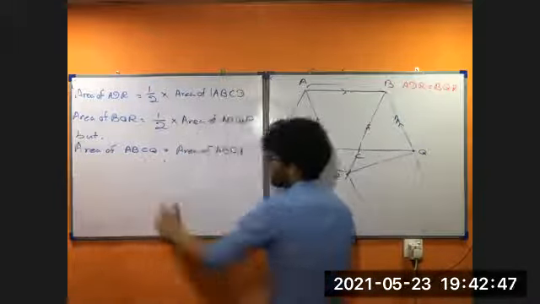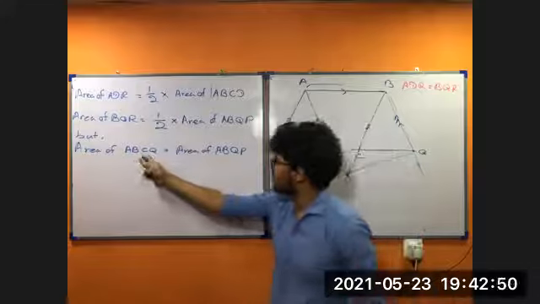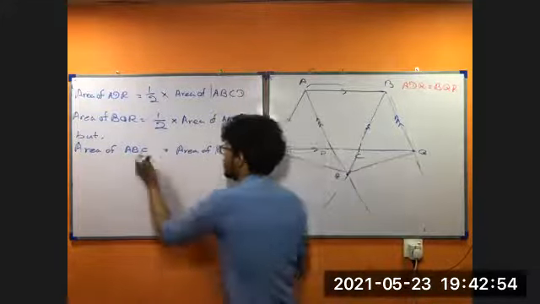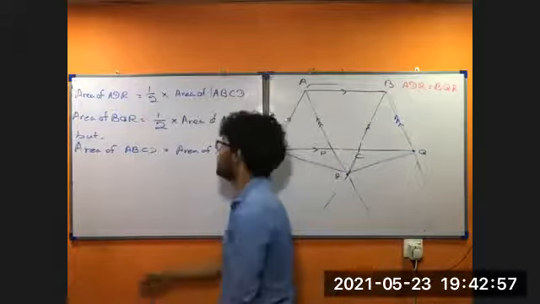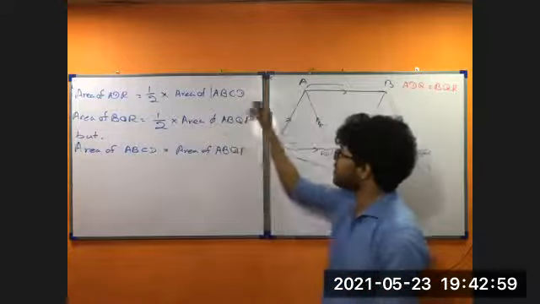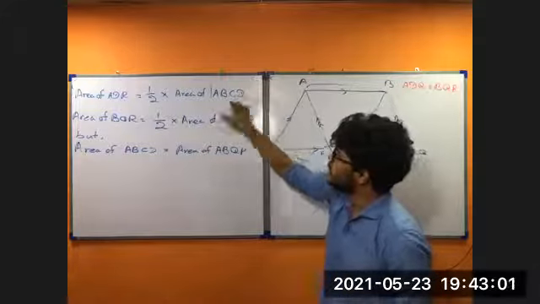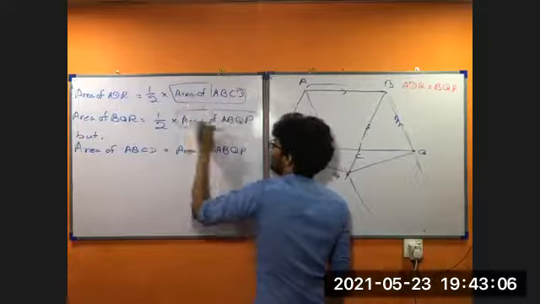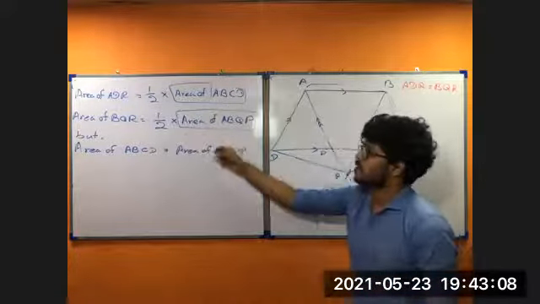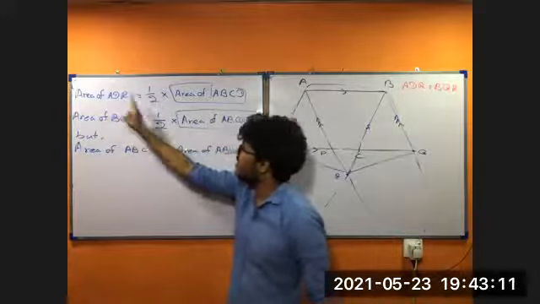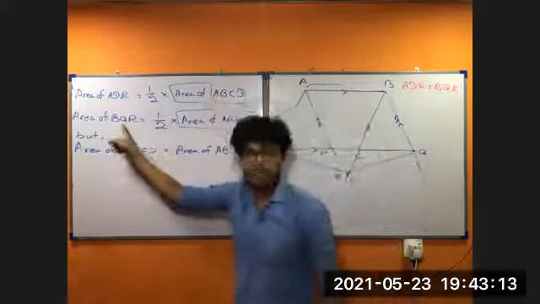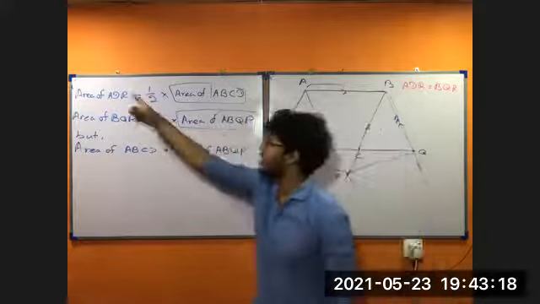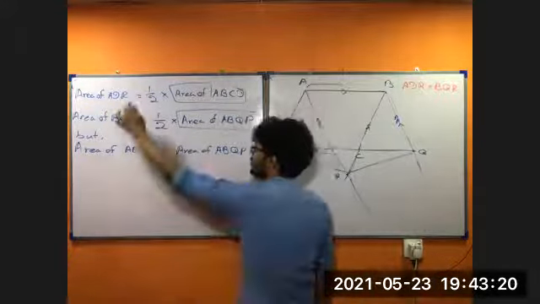So now I know the area of ABCD is equal to the area of ABQP. Area of ABCD and area of ABQP are both the same. So the area of ADR is going to be half of this one. The area of triangle DQR is going to be half of this one, but they are the same. In that case, they are also going to be the same.